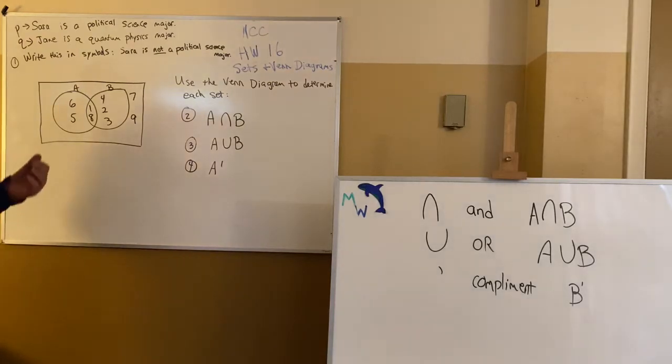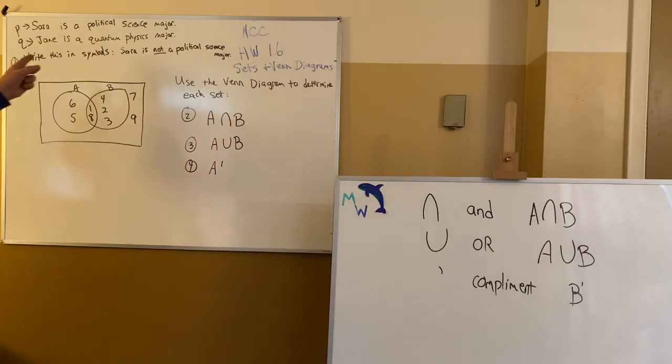Okay, we're looking at some functions up here as well as Venn diagrams. What we're going to do is translate this into letters that stand for the functions that we have up there. P is going to stand for the entire statement that Sarah is a political science major. And Q is going to stand for the statement that Jane is a quantum physics major.